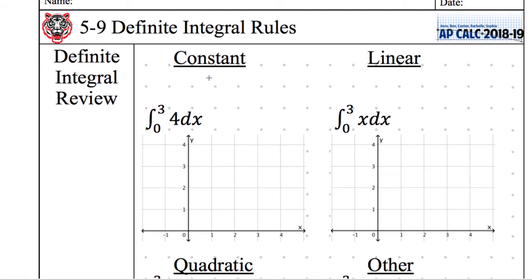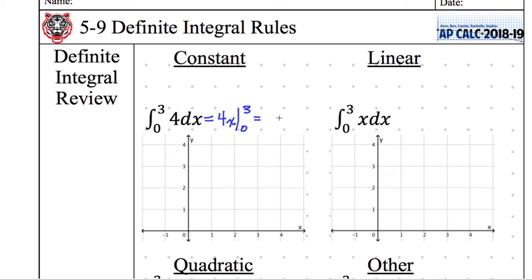Definite integral review. All right, so if I have a constant function, 4, and I'm taking the definite integral from 0 to 3, what is that algebraically? And then we're going to do it graphically. This is just reviewing. So algebraically, this turns into what? 4x. Yep, took the antiderivative, evaluation bar. 0 on the bottom, 3 on top. From 0 to 3, perfect.